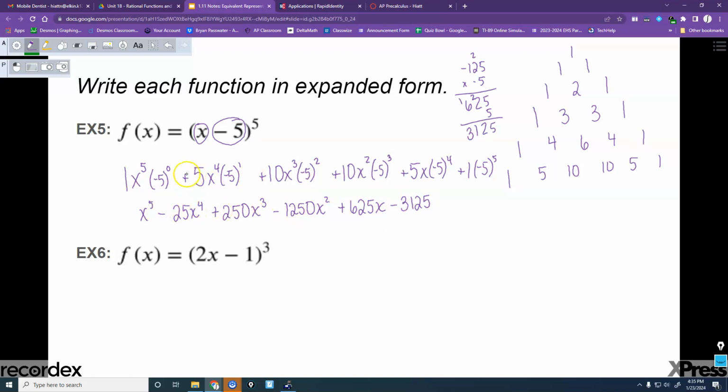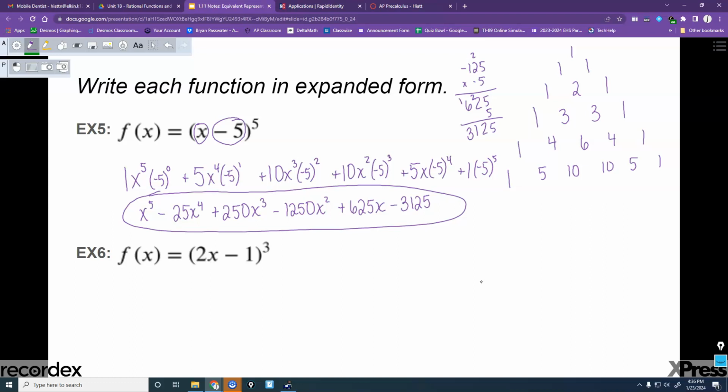That's happening because whenever you raise a negative number to an even power, it has a positive with it. All right, so this would be your answer right here. It's not incredibly simple, but it is a lot easier than multiplying that all out 5 times. All right, let's try that one more time.